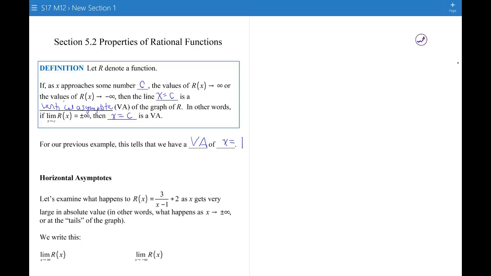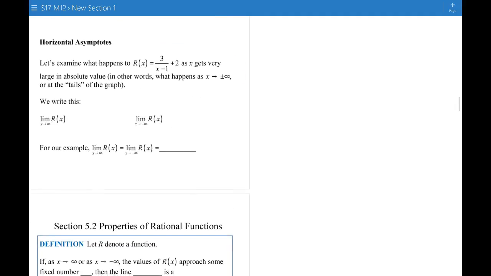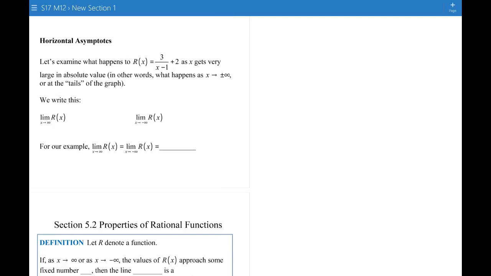And we could see that because of the denominator. Okay, the other important feature of rational functions is their horizontal asymptotes. But I'm going to do that in a separate movie so that I don't rush.